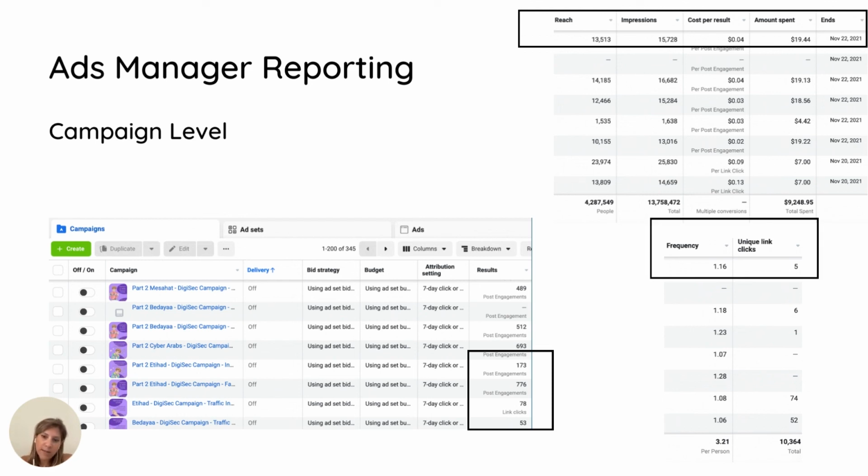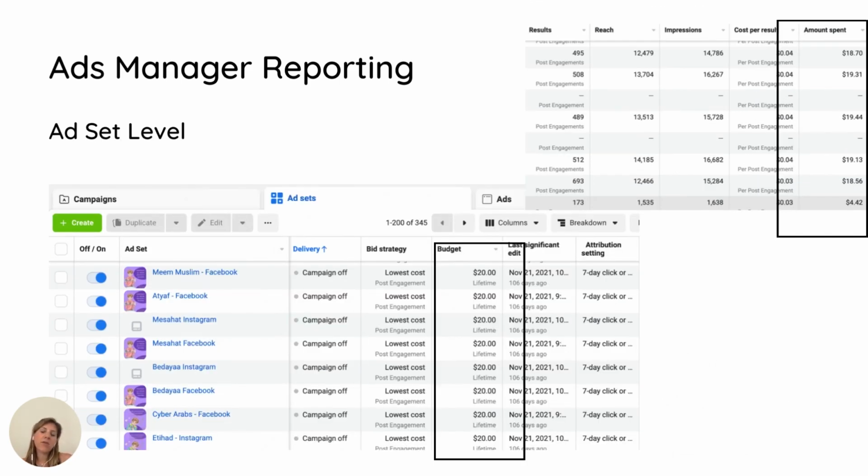One important criteria or indicator to check is the frequency of the ad, which means how many times the same person saw your ad. You don't want to have a very high frequency because that means that people are seeing your ad more than once and might feel a little bit overwhelmed, and they can maybe report you or just have a bad idea of you.